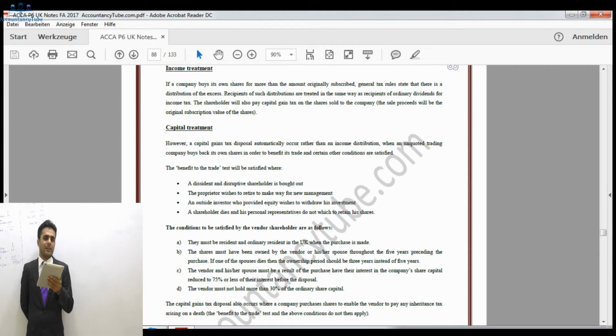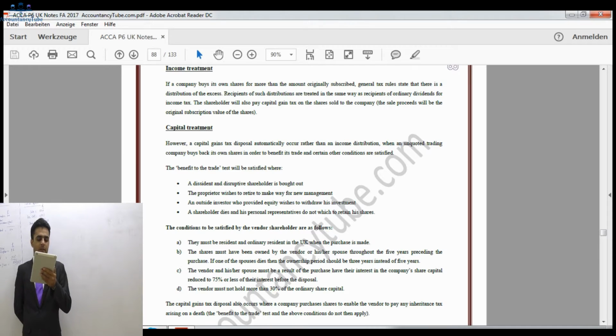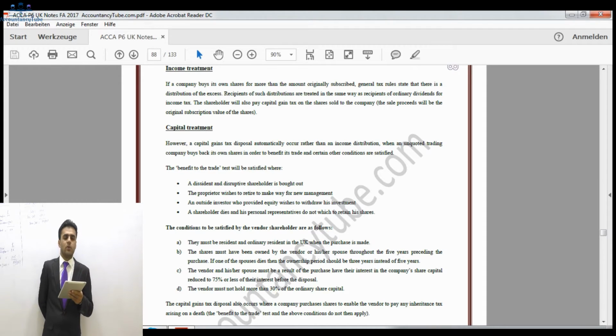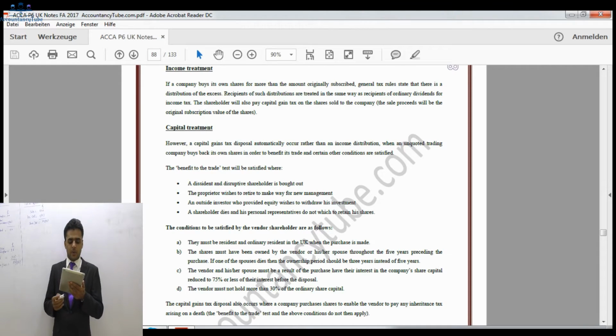Sometimes a company buys back the shares from the individual because they want to pay inheritance tax. In that case, the capital treatment would apply, and the benefit to trade test and the other conditions do not need to be applied in that case. So the capital treatment would apply simply, and these conditions and the benefit to trade test do not need to be applied.